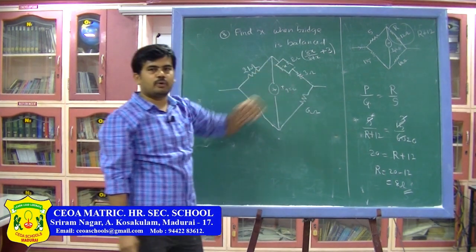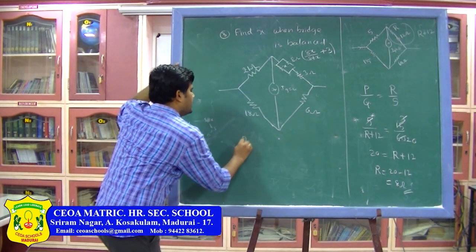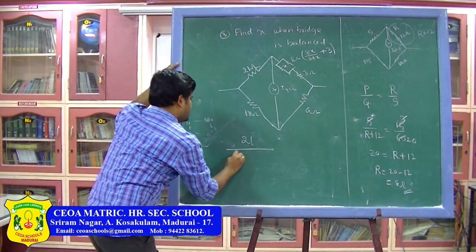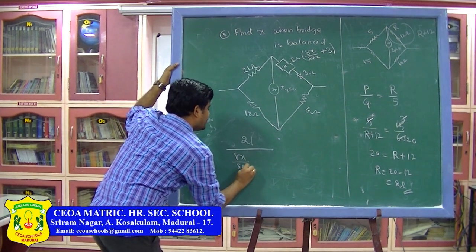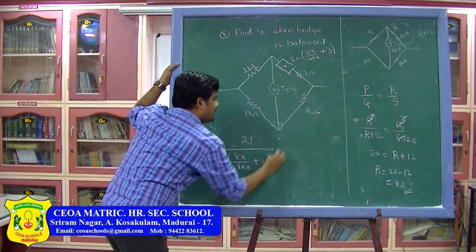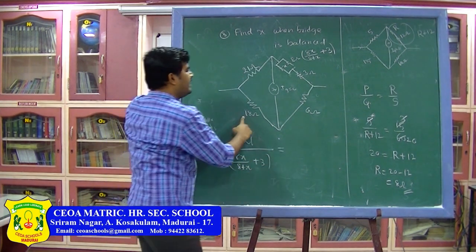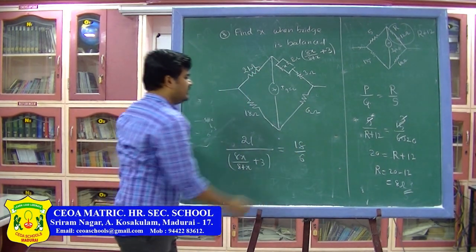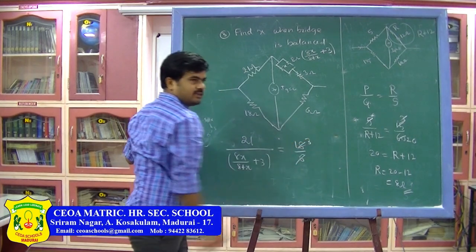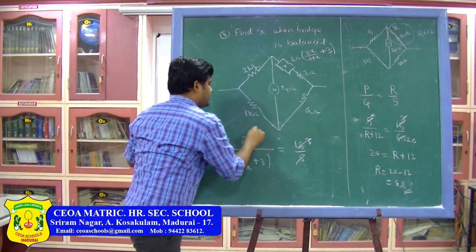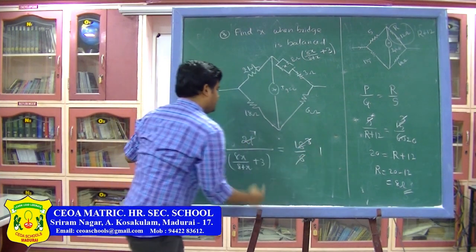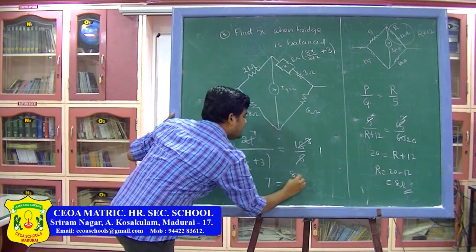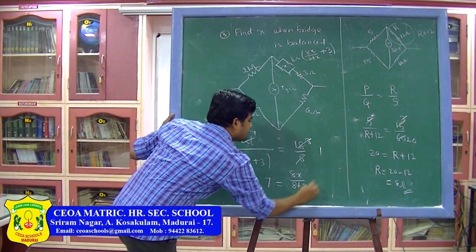So, P by Q is equal to R by S, where P value is 21 divided by Q value, which is 8x divided by 8 plus x plus 3, is equal to R divided by S, that is 18 divided by 6. Now, simplifying this, 6 ones, 6 3s you can cancel, next 3 ones, 3 7s. Now, this side 1. So, now cross multiplying, 7 is equal to the total term you can take that side, 8x divided by 8 plus x plus 3.